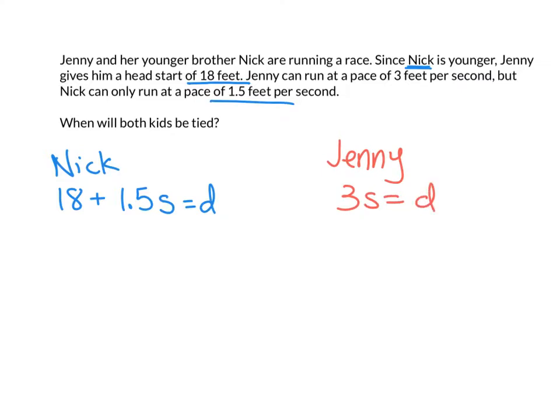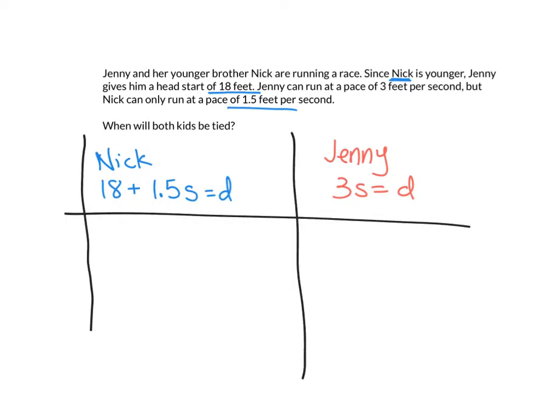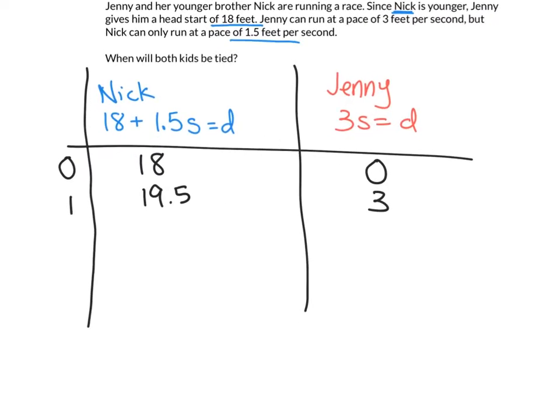So we can just make a table of values and think about when they'll match up. So we'll think at 0 seconds, Nick would be at 18, and Jenny would be way back at the starting line at 0. All right, after 1 second, Nick would be at 19.5, and Jenny would be at 3. You're just going to continue this process until you find out when they'll match up.